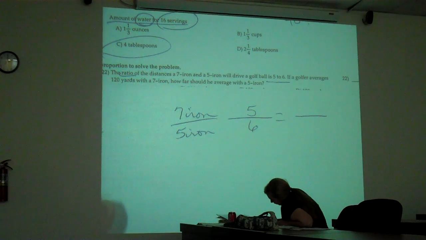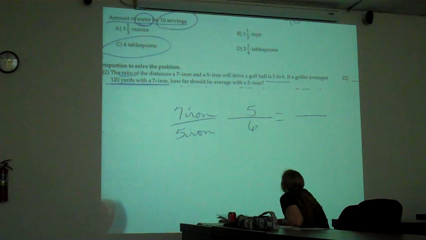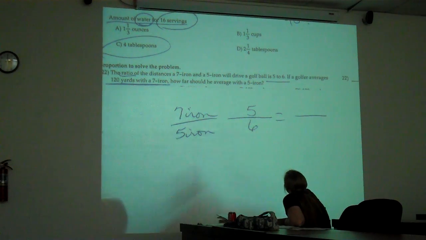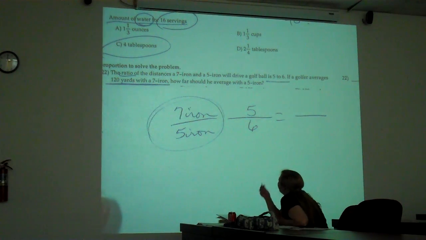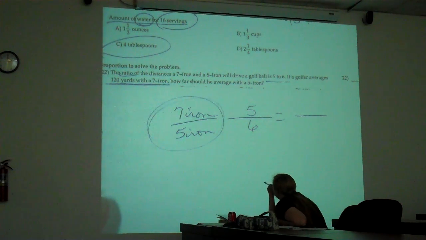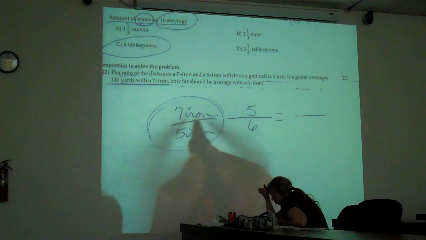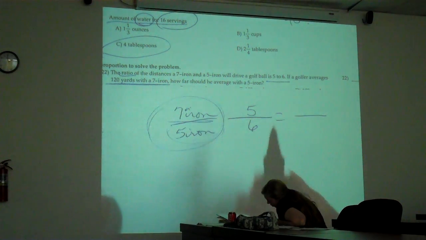If a golfer averages 120 yards with a 7-iron. If you don't put this over here, you're not going to know where to put that. The label that we're going to use for this is going to both be iron. One's going to be 7 and one's going to be 5. These are 2 different golf clubs. This is a 7-iron and here's a 5-iron.